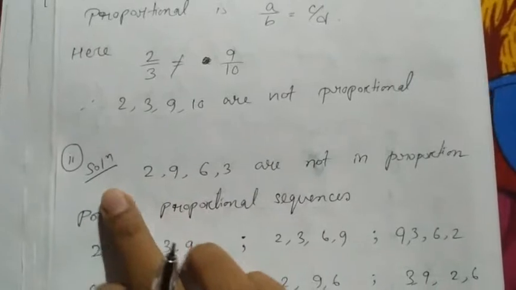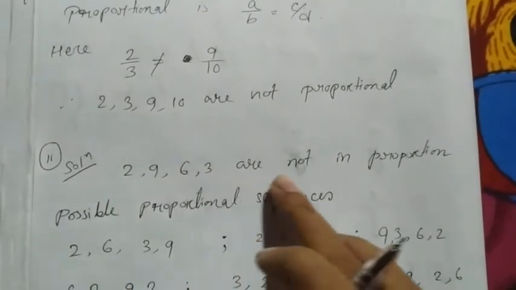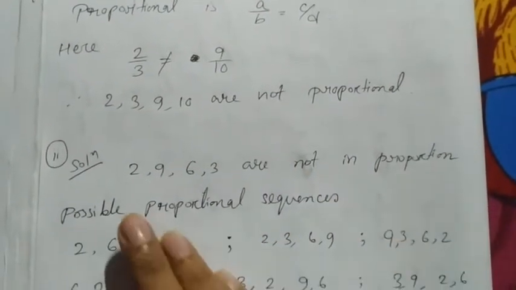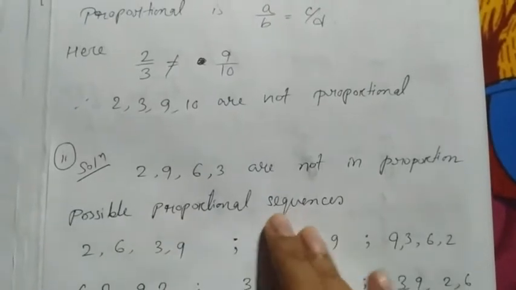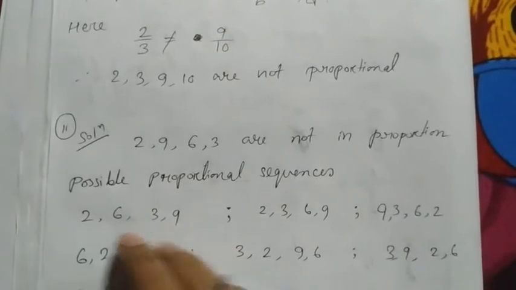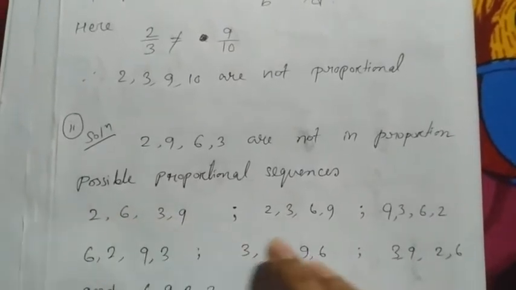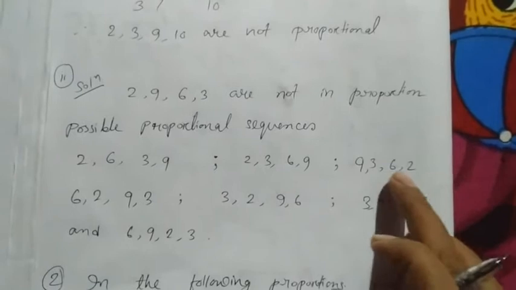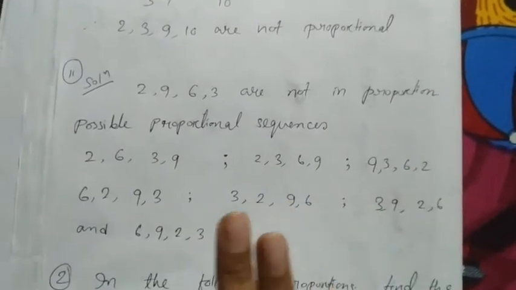Okay, question number 2. 2, 9, 6, 3 are not in proportion. Possible proportional sequences are 2, 6, 3, 9, meaning 2 by 6 equals 3 by 9. So this is proportional. Similarly 2, 3, 6, 9 and 9, 3, 6, 2, these all are in proportion.